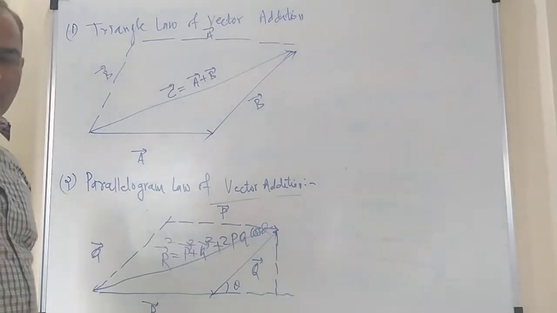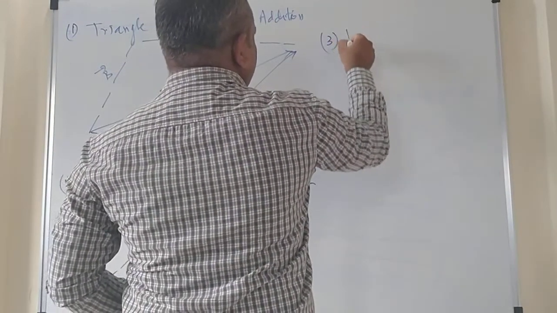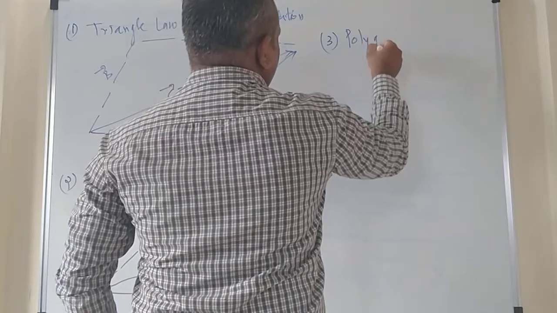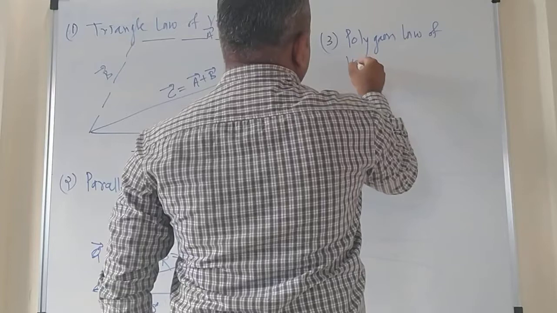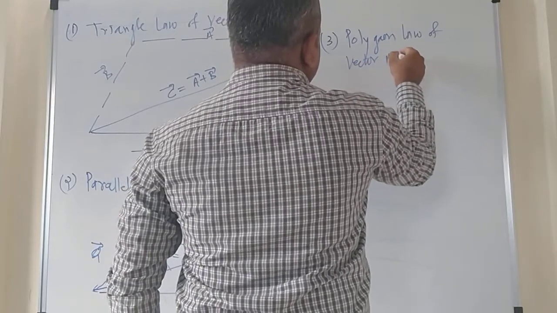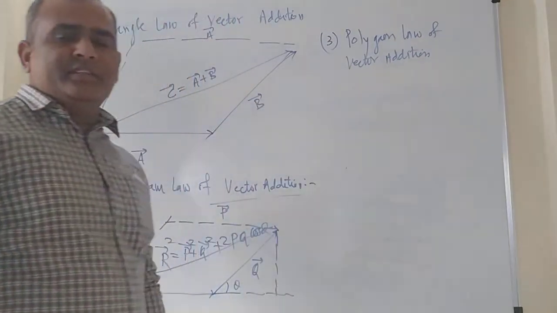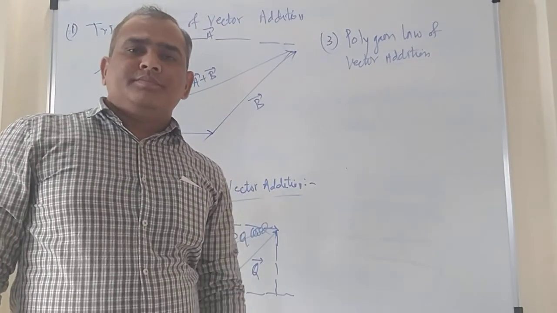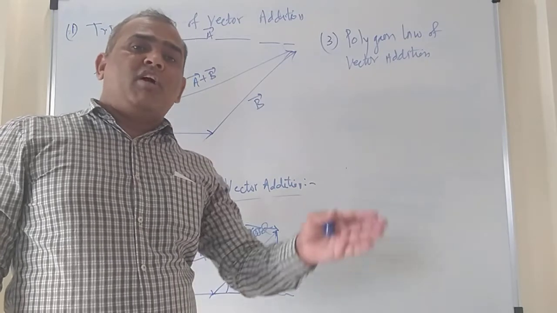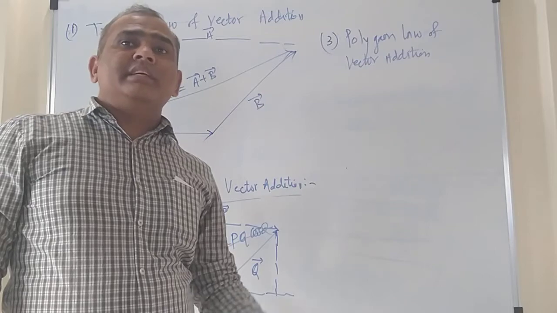And the last one is the polygon law of vector addition, and the name itself gives you an idea. Now what is this polygon law of vector addition? If you have more than two vectors, a number of vectors in a particular order, then the resultant of these vectors is in the opposite direction.